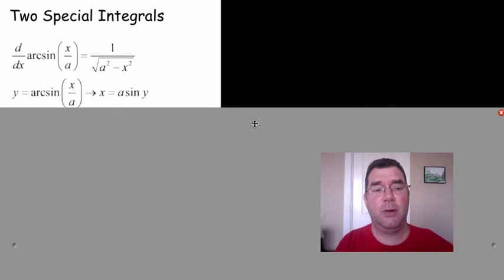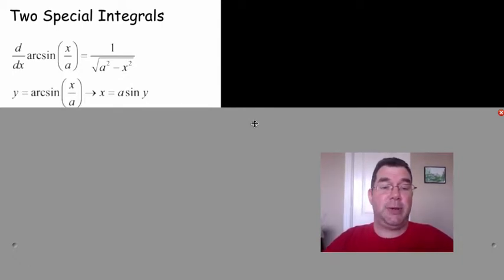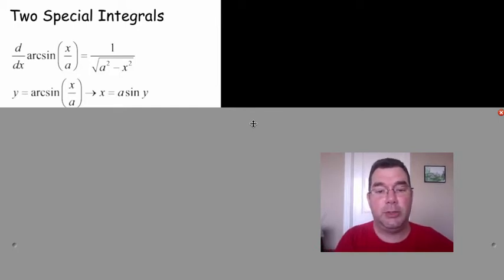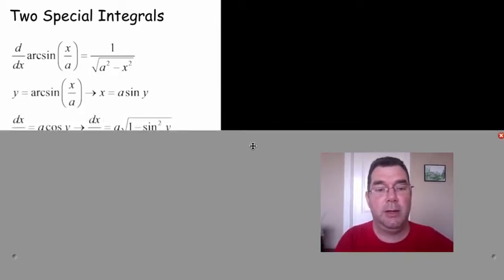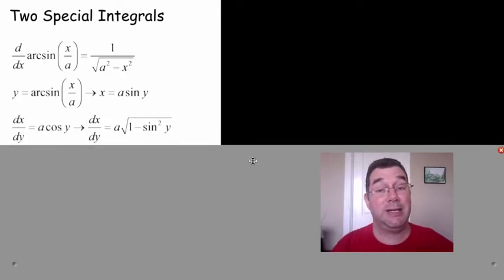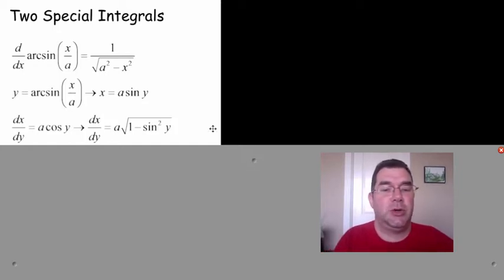So if I have that y equals the arcsine of x over a, then I can rearrange that by taking the sine of both sides and then multiplying both sides by a, and I will get x equals a times the sine of y. And so now I'm going to take the derivative of x with respect to y. So I'm going to treat x like it's the dependent variable and y like it's the independent variable, so it's kind of the opposite. So that means that dx/dy is a times the cosine of y.